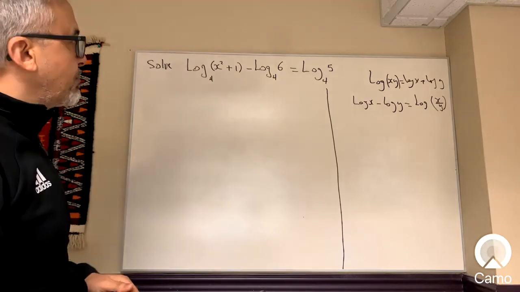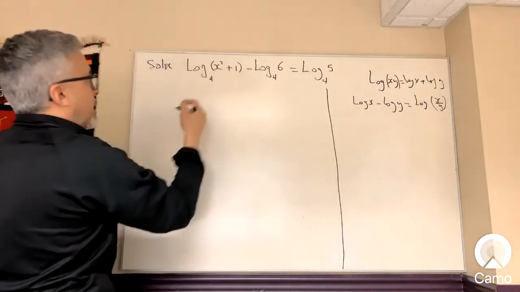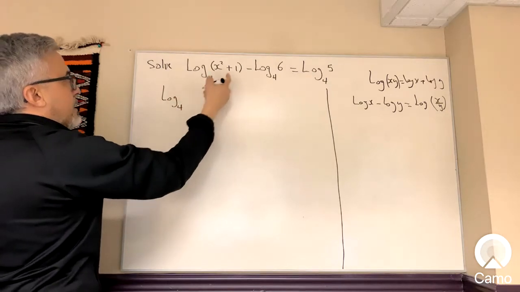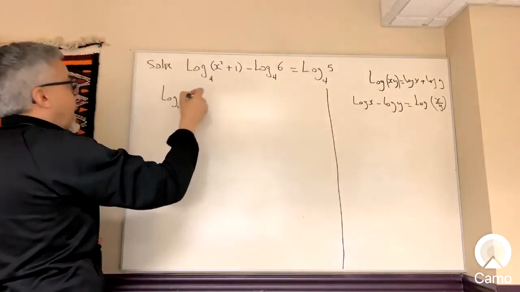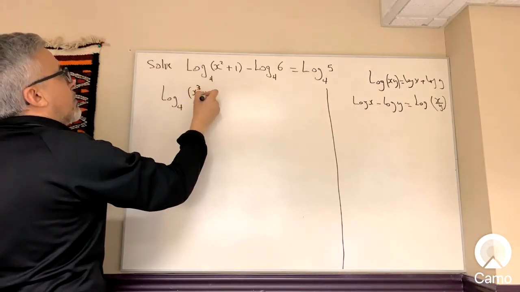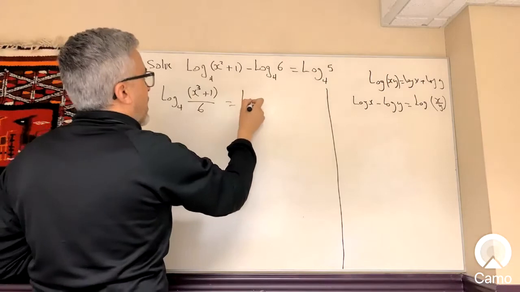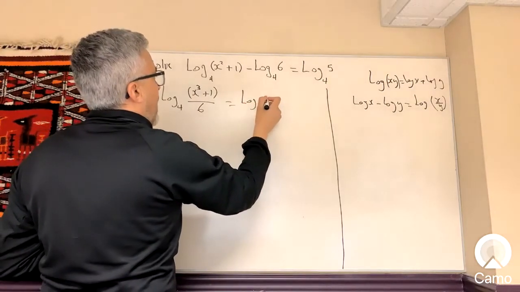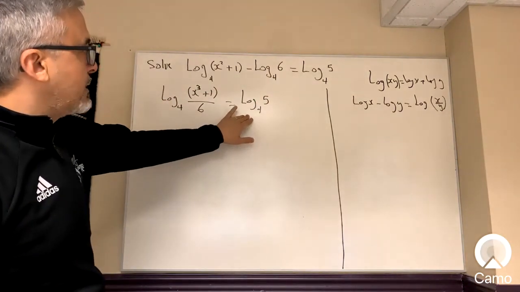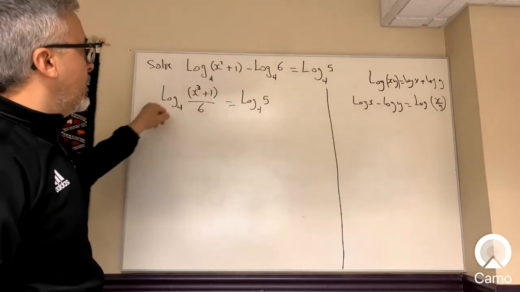So here, if I'm doing this, I could combine, since the logs have the same base, I'm going to combine the two logs here. So I'll have log base 4. And since it's minusing, I'm going to change it to division. And that's going to be log x squared plus 1 over 6 equals log base 4, 5. And now when you have one log on the left side and one log on the right-hand side, and nothing in front of the log, you could cancel the logs.